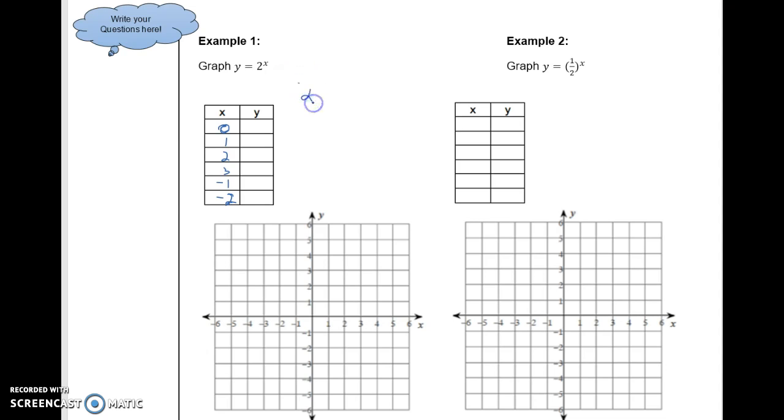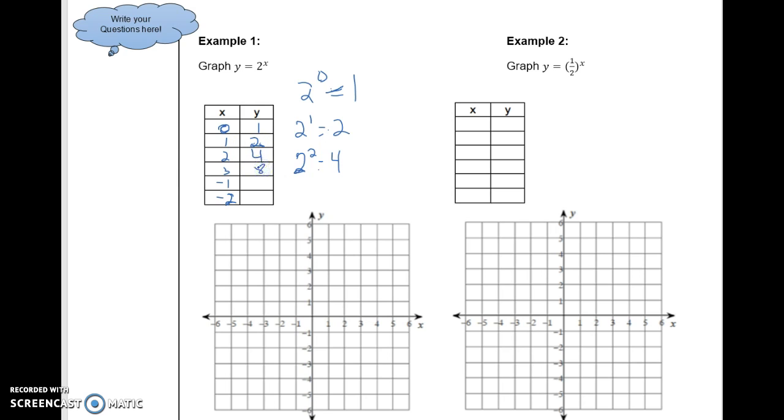So I have 2 to the 0 power, and like you saw in the video, anything to the 0 is, wait for it, 1. And then x to the first power is going to give me 2 to the first power, which is 2. If 2 is raised to the second power, I've got 2 squared, that's going to be 4. 2 to the third is 2 times 2 times 2, which is 8.